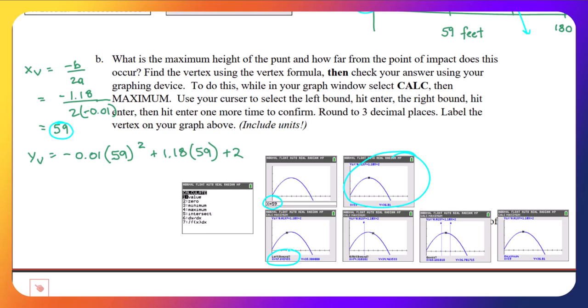So we have the left bound, the right bound, the guess, and there it is. In the first case, we found the value and we plugged in 59. In the second case, we chose maximum to find the highest point of the parabola, the vertex.